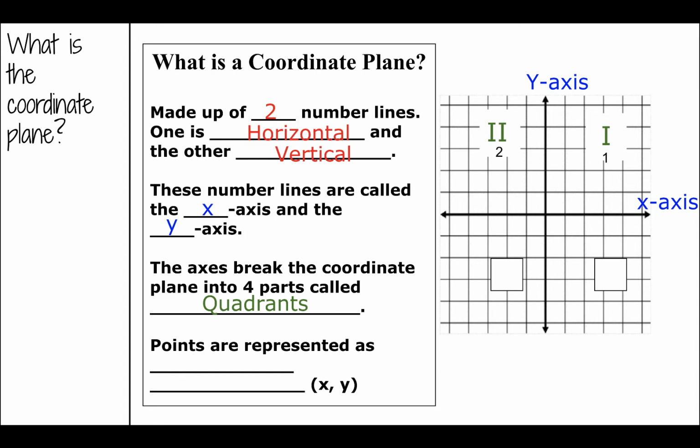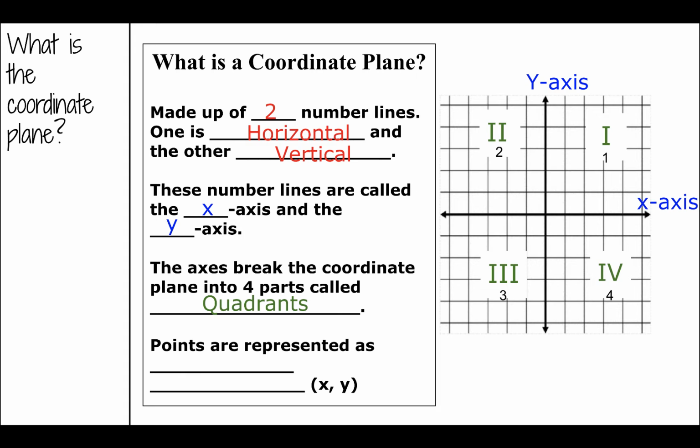And then we move down to the bottom left, that would be quadrant 3. And the bottom right would be quadrant 4. Make sure your quadrants are labeled accurately.